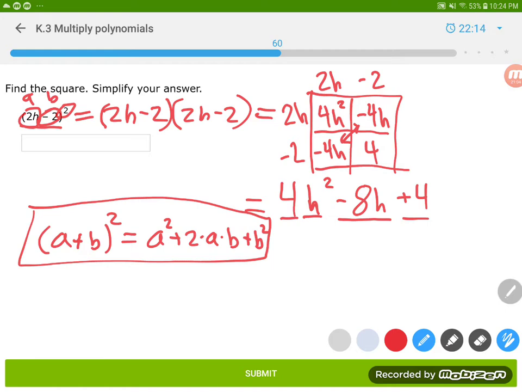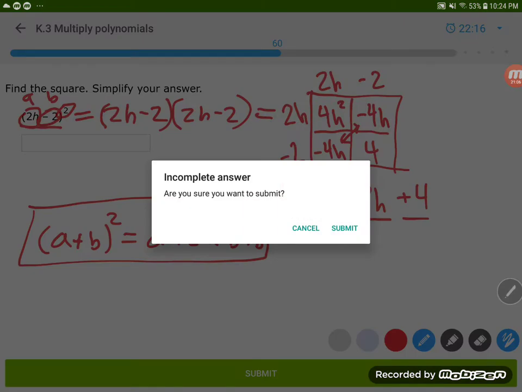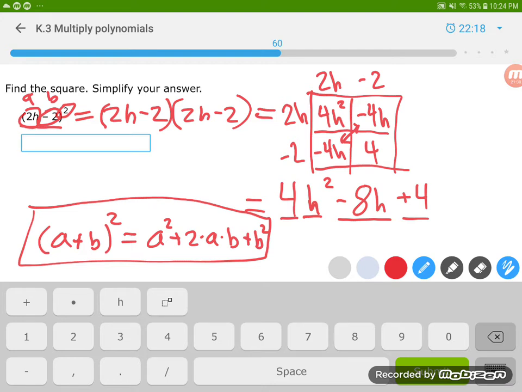So again, like I said, it's a good pattern to know, but you see that you are still able to calculate the answer just fine. So our final answer is going to be 4h squared minus 8h and plus 4.